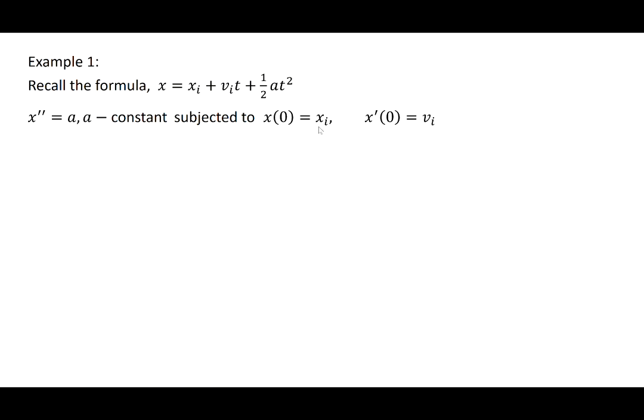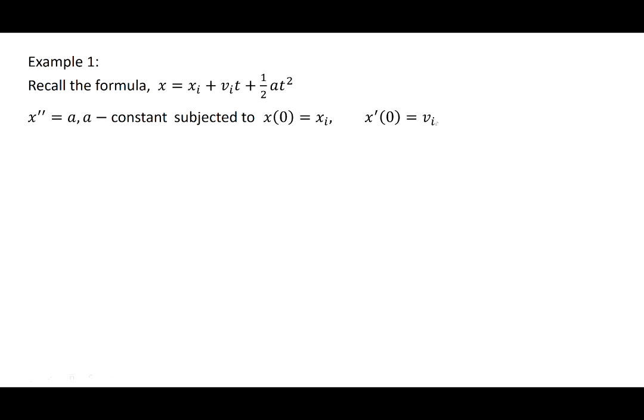That means you draw a number line and the particle is moving along a straight line. And at time t equal to 0, it's 3 meters to the right of the origin. And x prime of 0, its speed, is v sub I, some initial speed v sub I.